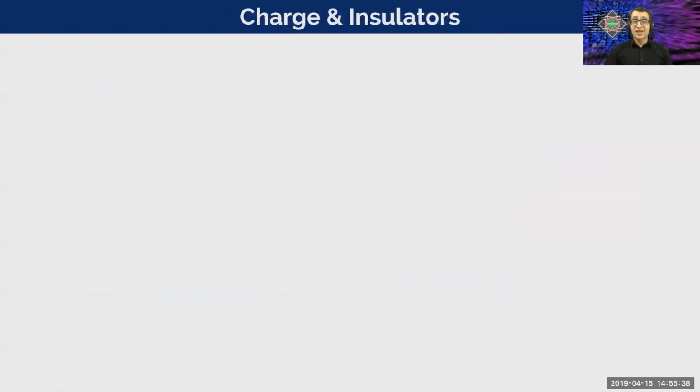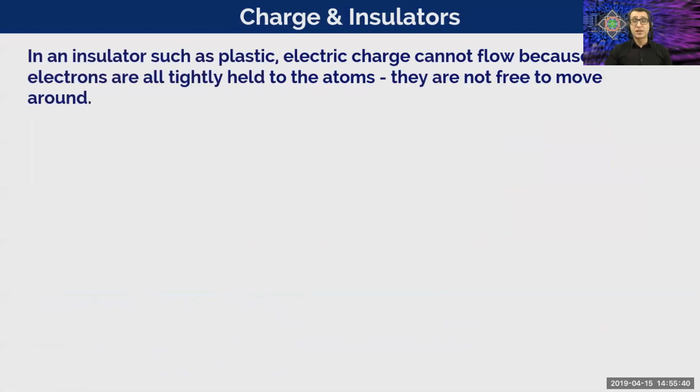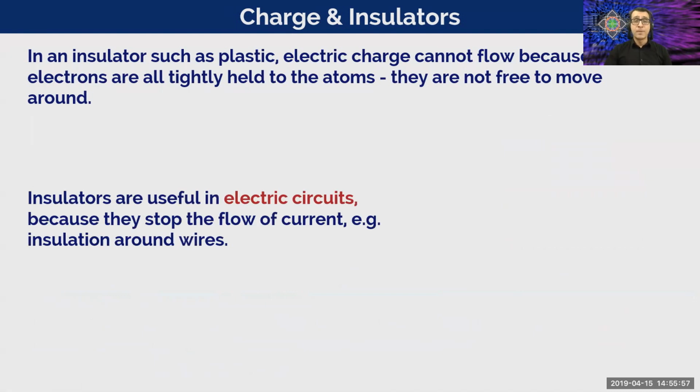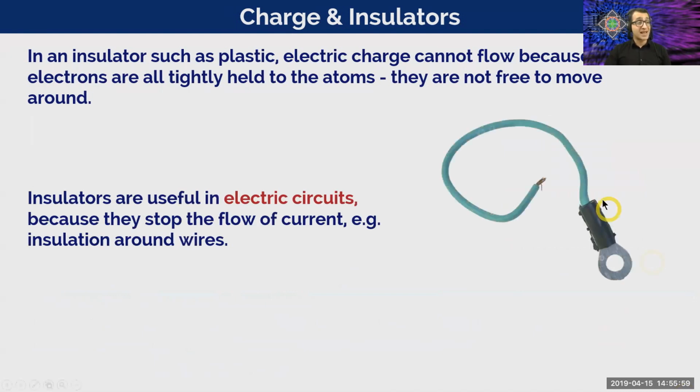Now, in contrast, in an insulator such as plastics, electric charge can't flow because the electrons are all tightly held onto the atoms. They're not free to move around. They're not delocalized the way that they are in metallic conductors, for example. So insulators are useful in electric circuits because they stop the flow of current. An example of this is the plastic insulation that you find around metallic wires in a circuit.